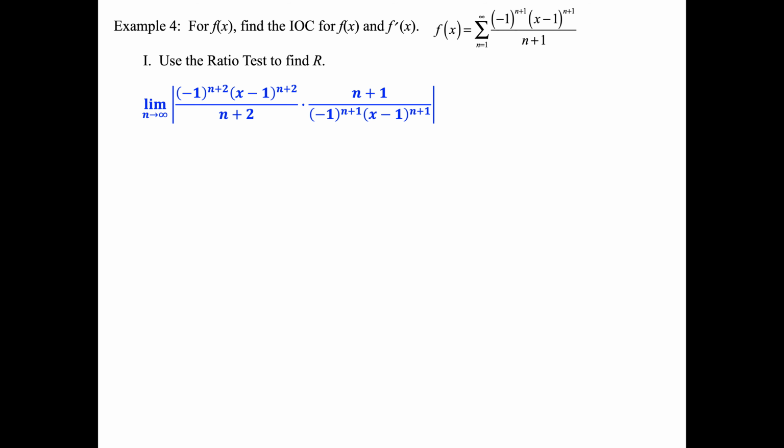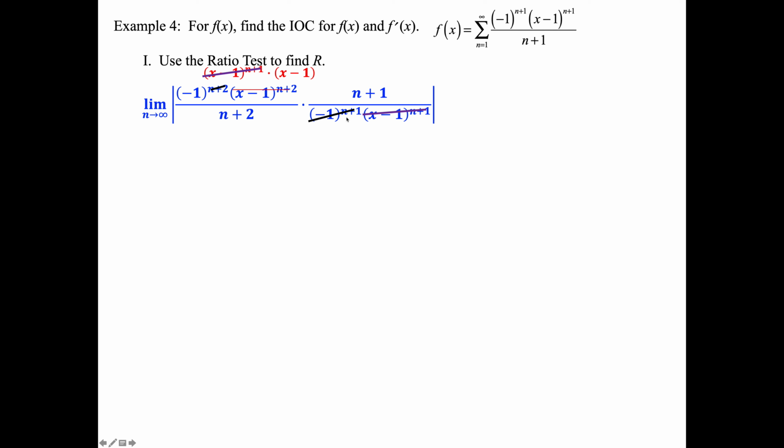All right, so for our limit test, we're going to start with our a sub n plus 1. So notice that every n has a plus 1 to it, so that's going to change them all to plus 2's. And then we divide by our original sequence function, or as we've said before, multiply by its reciprocal. So we can do some simplifying here. We can break this x minus 1 to the n plus 2 down to x minus 1 to the n plus 1 times x minus 1, and then cancel out the x minus 1 to the n plus 1 powers.